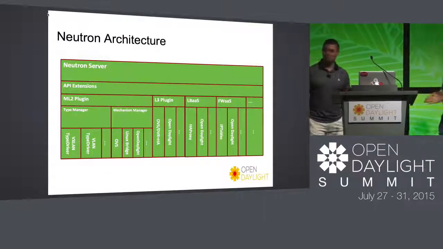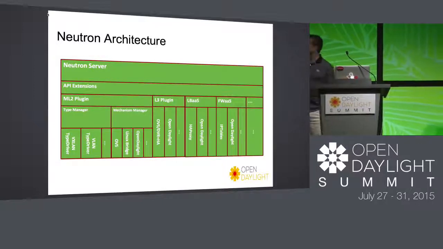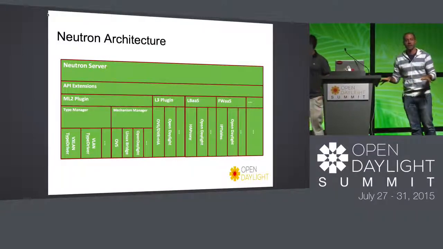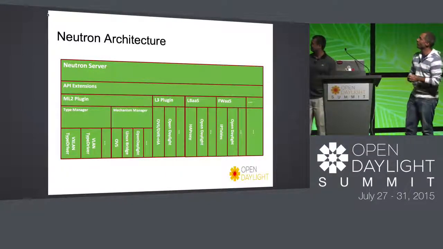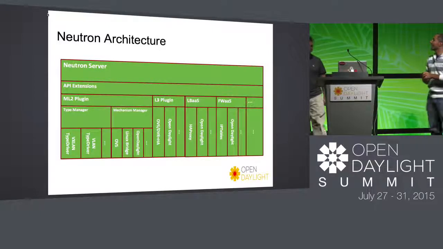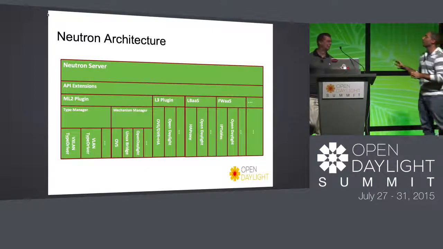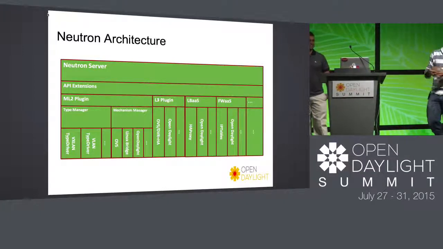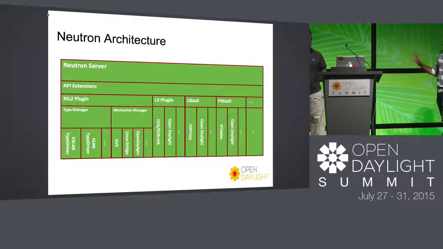So this is like the 10,000 feet type of architecture overview for Neutron, with lots of details omitted, just not to scare you away. Flavio is going to scare you away for sure with the OpenDaylight architecture. So here, the important thing to capture is that Neutron effectively is just an API extension framework.